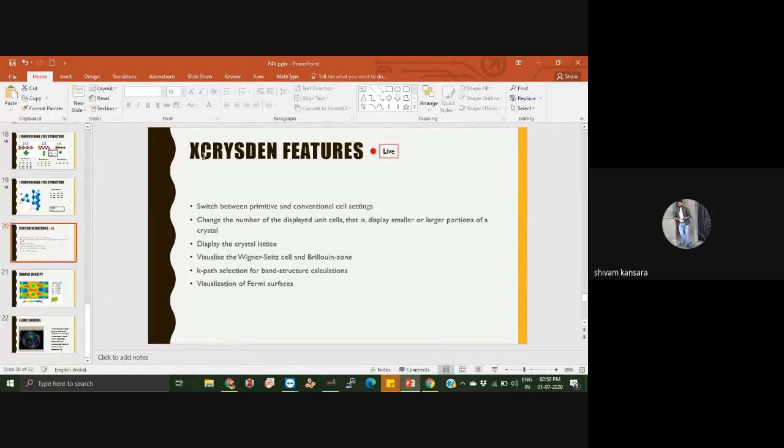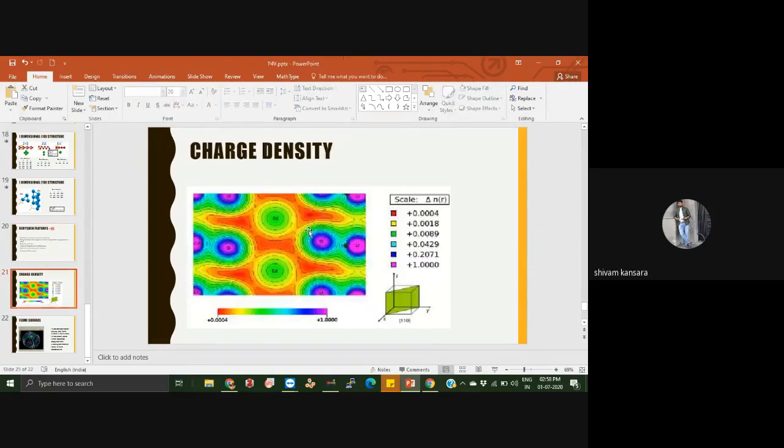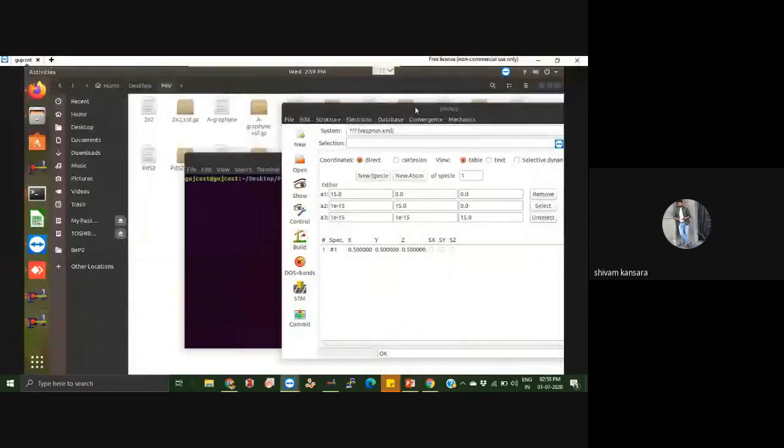Okay, X-Prism features. As we discussed, in the X-Prism system we can visualize the crystal system, like the primitive and conventional cell settings, also unit cell, supercell, small and larger portions of the crystal, display of the crystal lattice, Brillouin zone and K-path selection, visualization of the Fermi surface, and also charge density. This is the first example, charge density. So let's do a live session of the charge density.